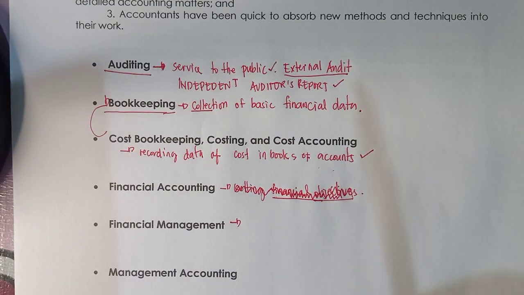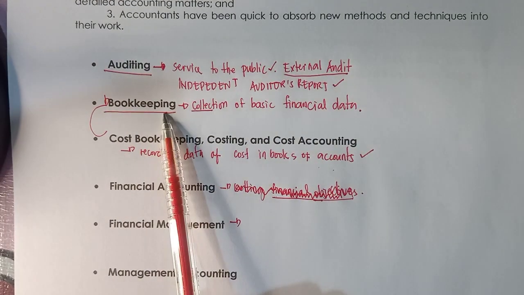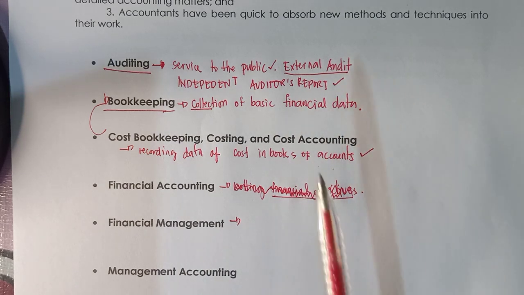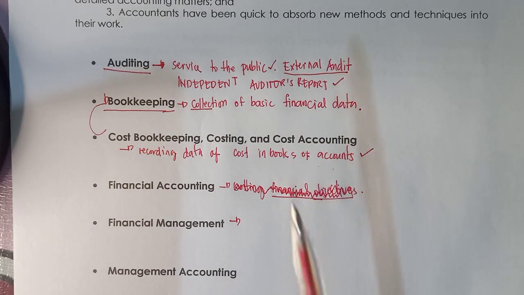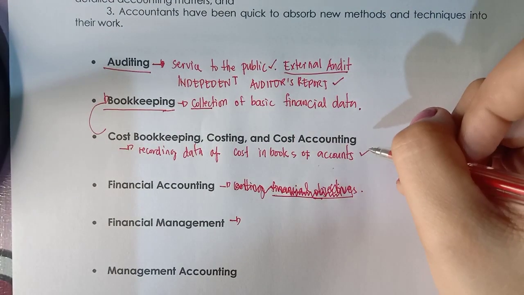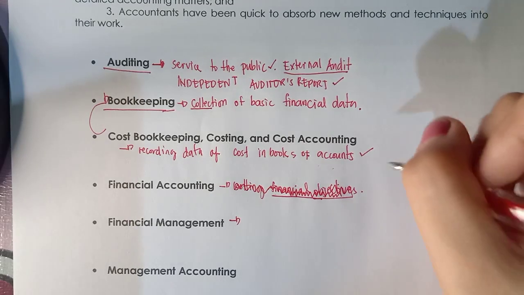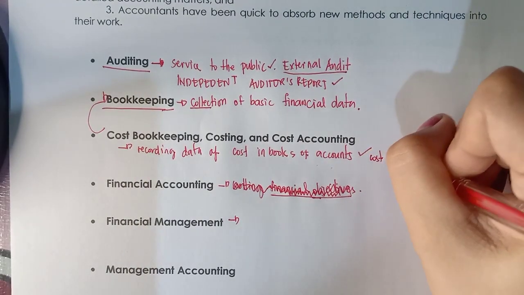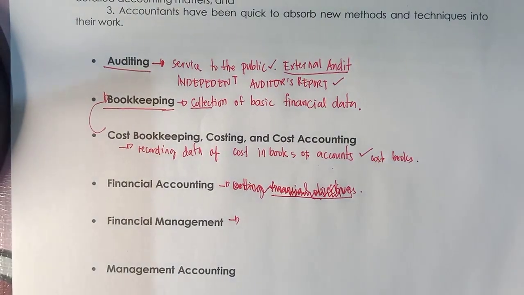So it is therefore similar to bookkeeping, except data once they have been much greater detail. Because cost accounting will make use of data once they have been extracted from where? From the cost book. So they will then be extracted from the cost books.